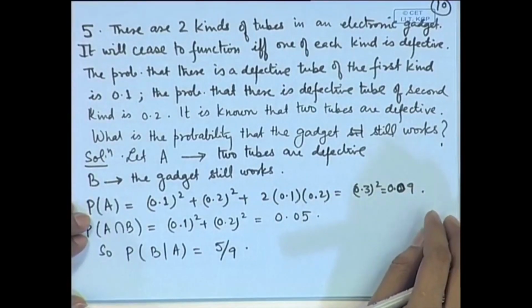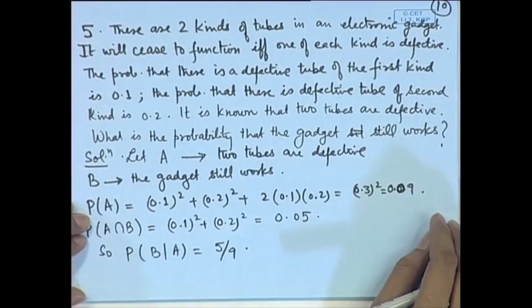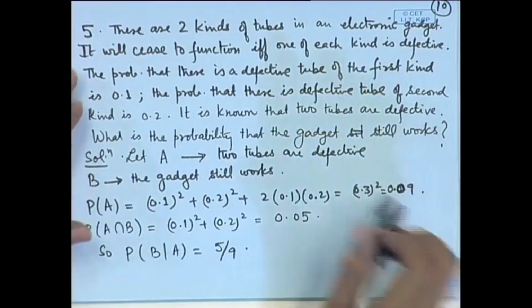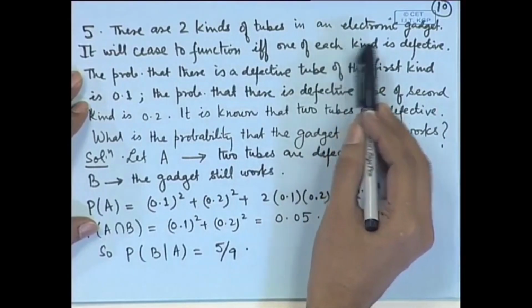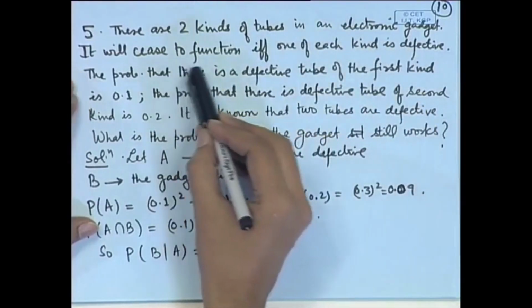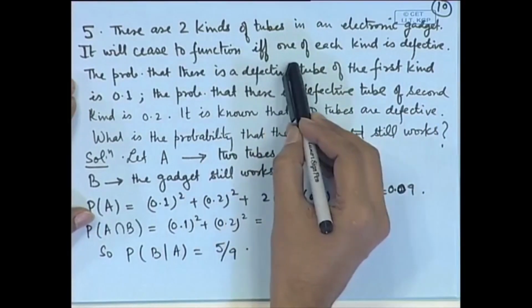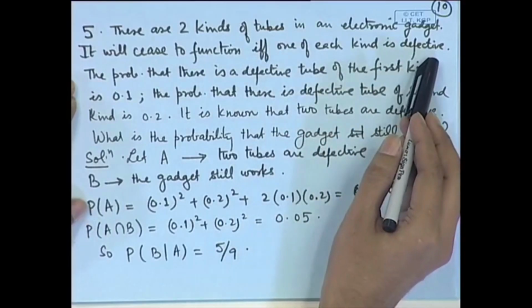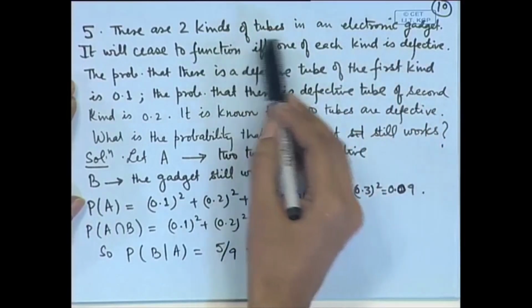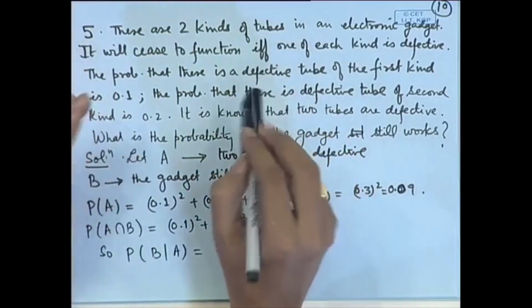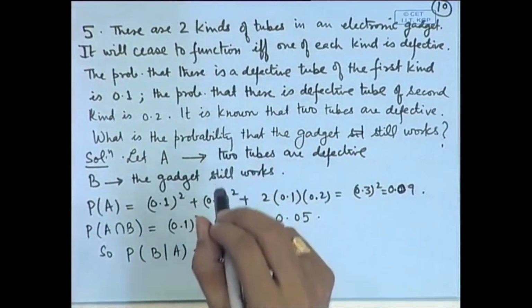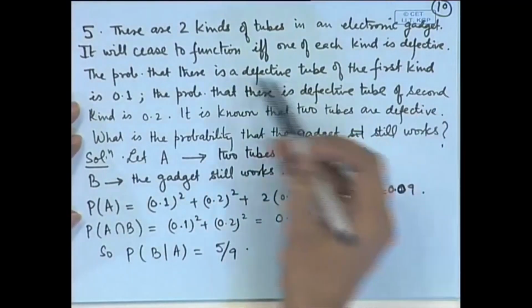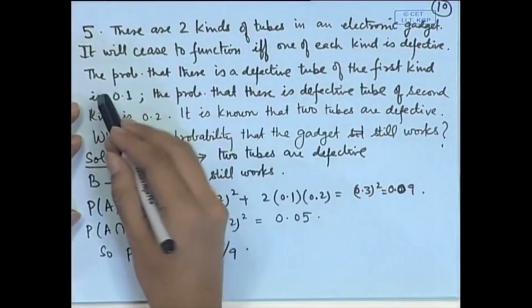Let us look at some further applications of the conditional probability. So, consider an example. There are two kinds of tubes in an electronic gadget. It will cease to function if and only if one of each kind is defective. So, there are two kinds of tubes. So, if at least one of each kind is defective, then the gadget will fail.